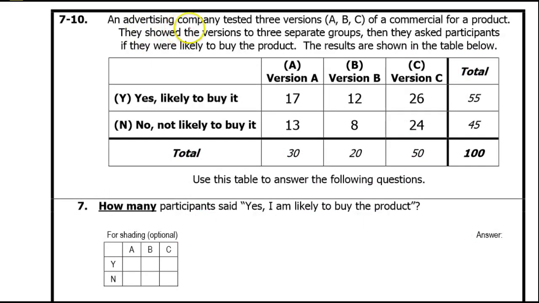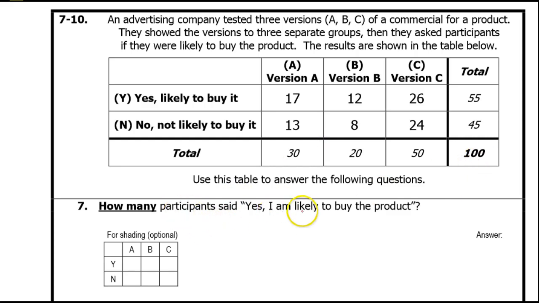All right, an advertising company tested 3 versions, A, B, and C, of a commercial for a product. They showed the versions to 3 separate groups. Then they asked participants if they were likely to buy the product. The results are shown in the table below. Okay, notice that we have a total of 100.